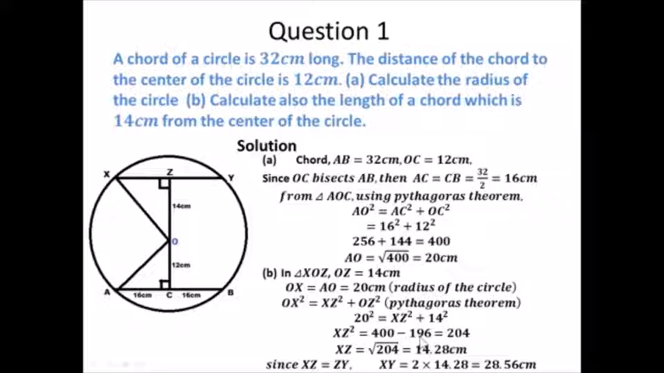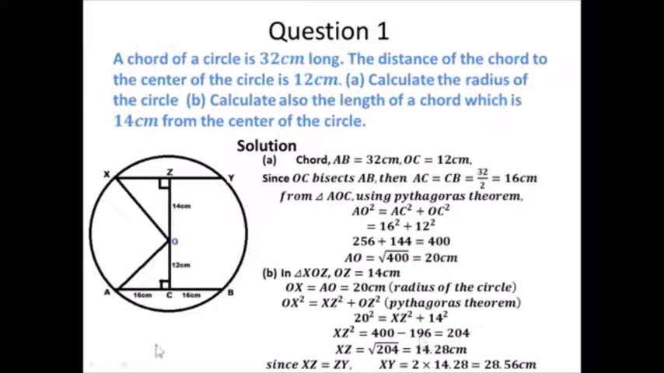The question on the board says that a chord of a circle is 32 centimeters long. The distance of the chord to the center of the circle is 12 centimeters. Question A: calculate the radius of the circle. B: calculate also the length of a chord which is 14 centimeters from the center of the circle.